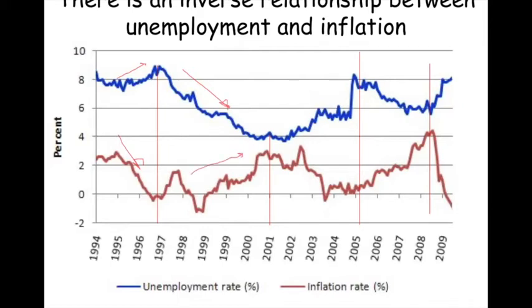Overall, we're looking at average movement here. Okay, this one goes down, this one goes up, this one goes up, this one goes down. So you should be able to see those trends right there. Okay, and that shows us the inverse relationship between unemployment and inflation. When unemployment is going up, inflation's going down.